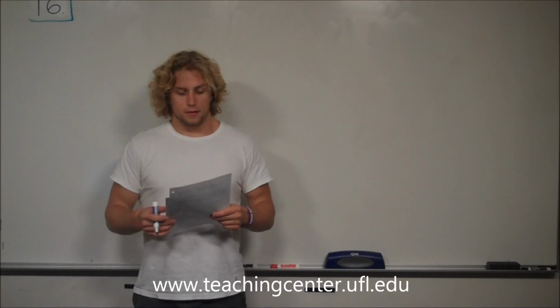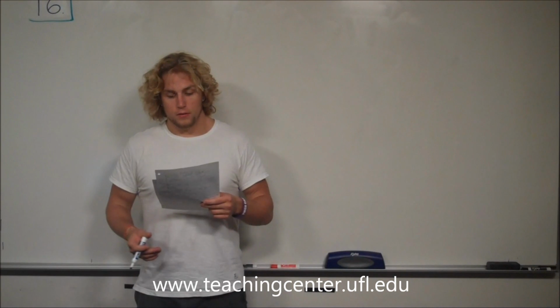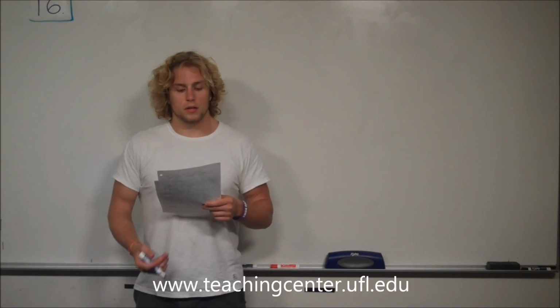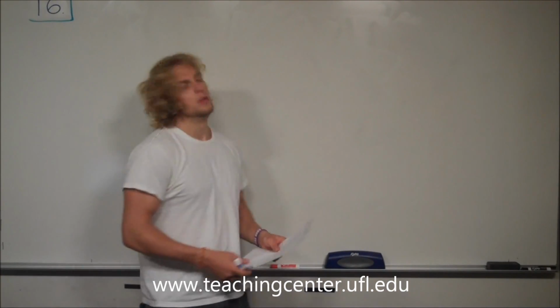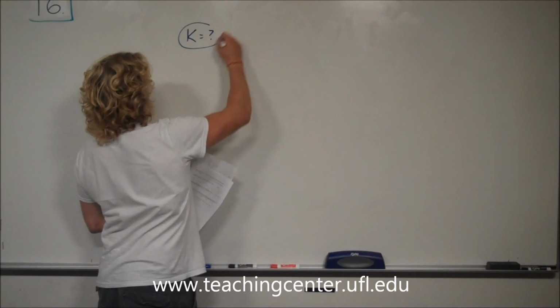This is number 16. A hoop has a mass of 200 grams and a radius of 25 centimeters. It rolls without slipping along level ground at 500 centimeters per second. Its total kinetic energy in joules is what? Okay, so we're looking for kinetic energy is equal to what?